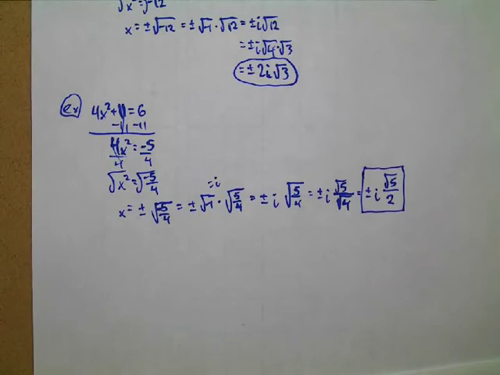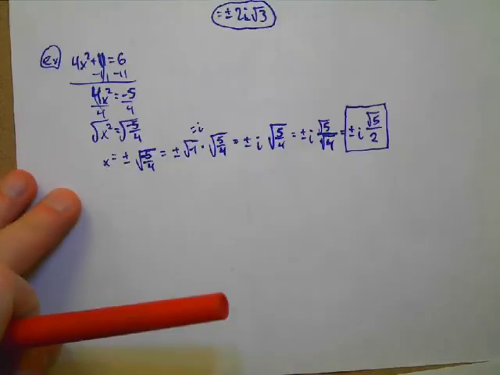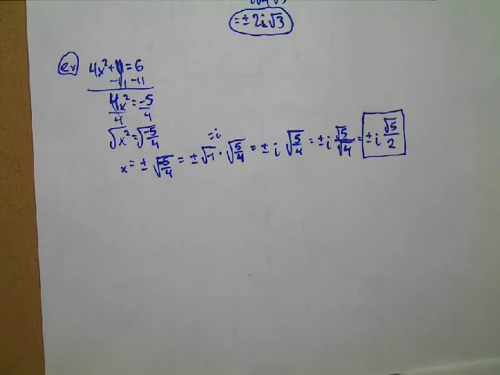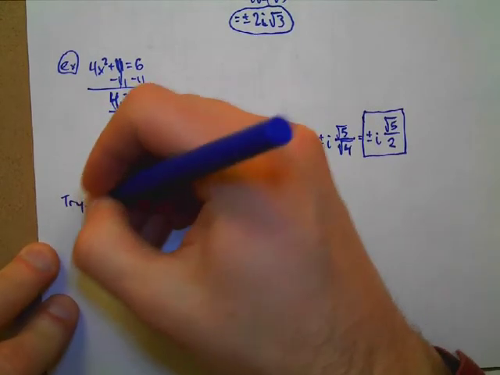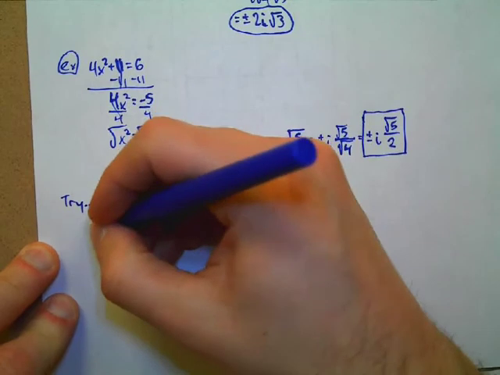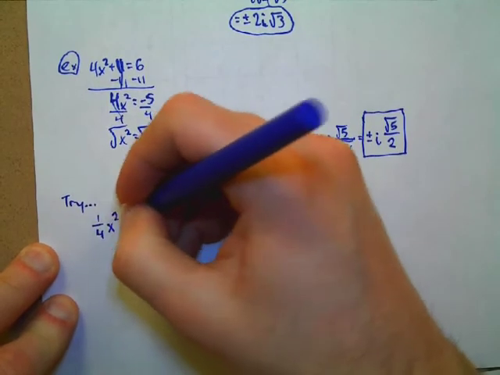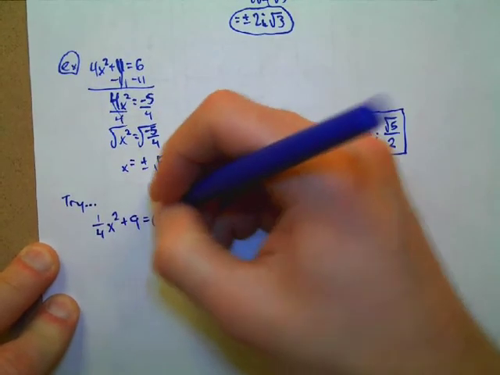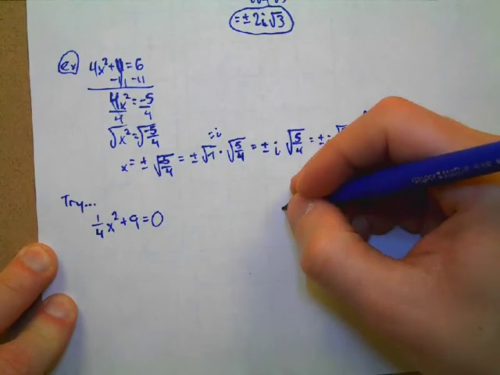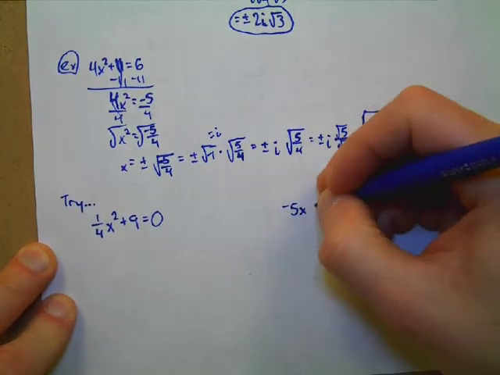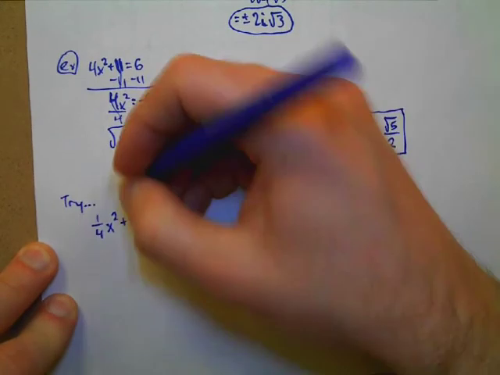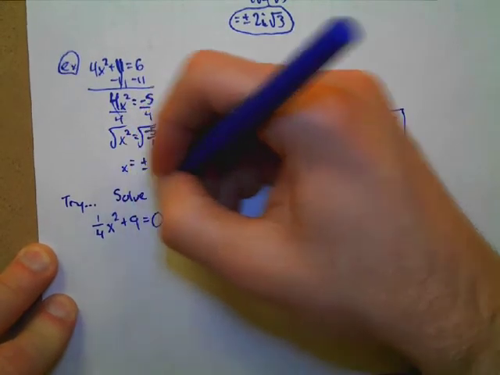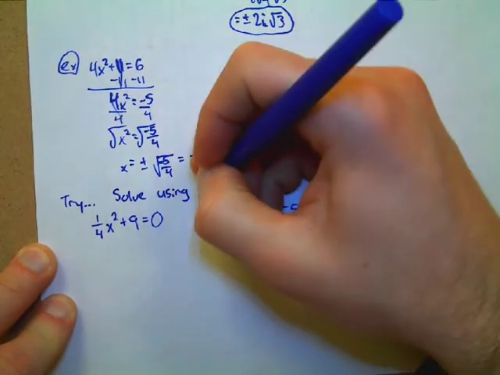Okay, so let's give you guys 2 to try here. I'll zoom out a little bit so you can see one example at least. So here's 2 to try. Okay, so 1/4 x squared plus 9 is equal to 0. And then negative 5 x squared plus 3 equals 10. And again, solve using square roots.